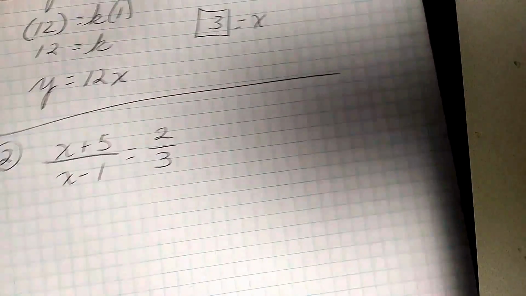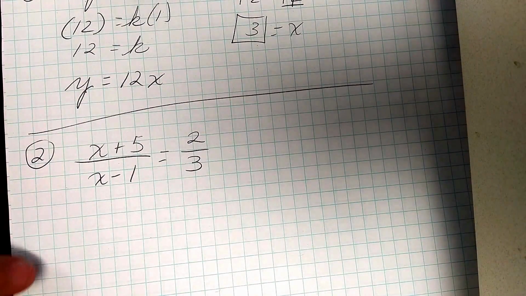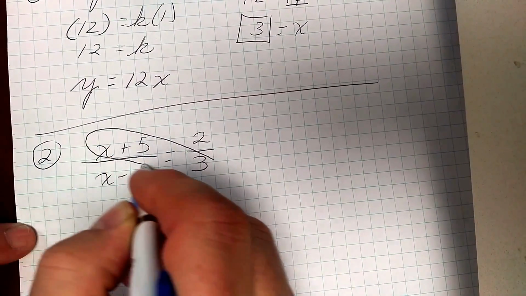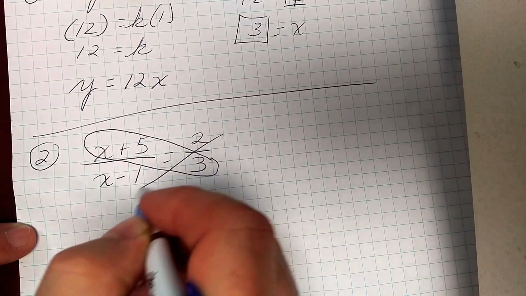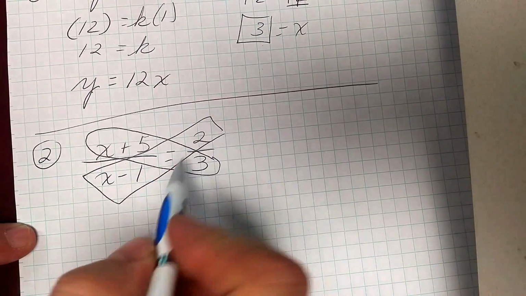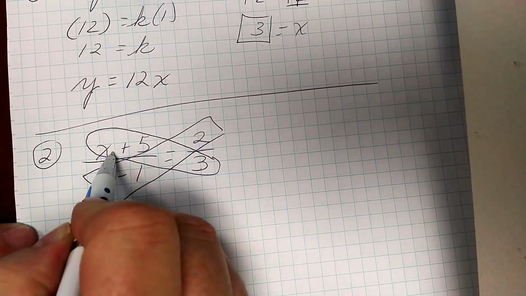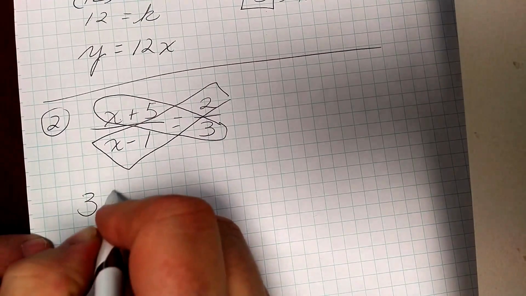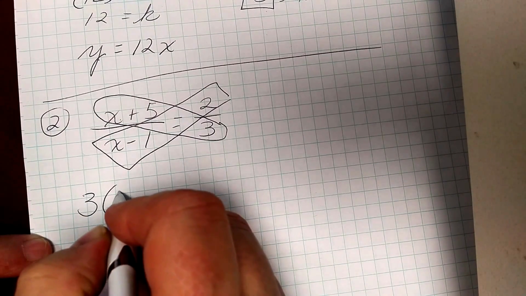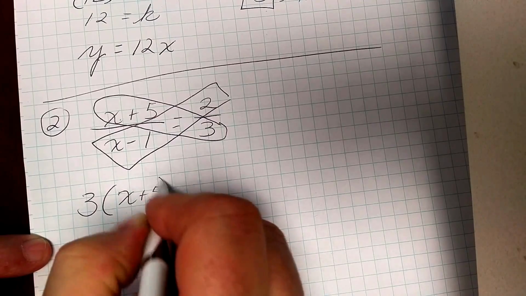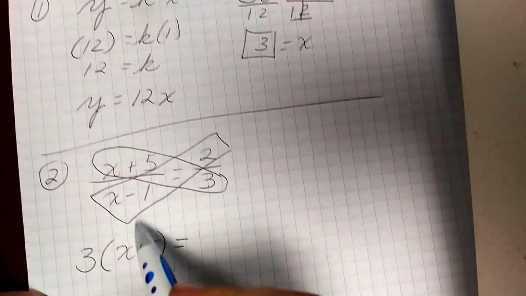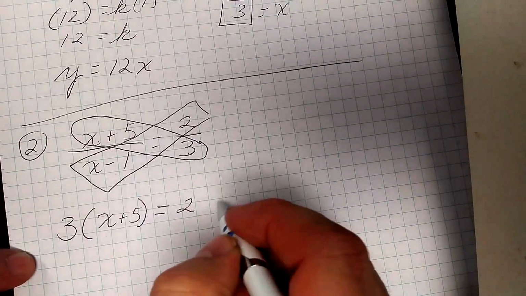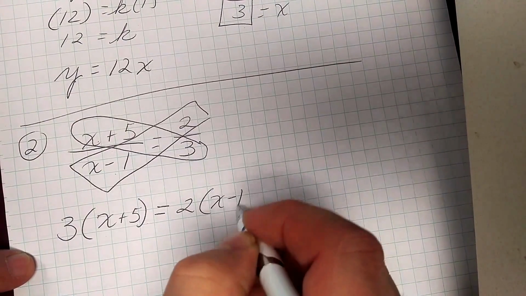Now, to do a problem like this, we're actually going to do cross products, which means the product of these two here, the means, is going to equal the product of these two here. So that means 3 times (x + 5). We're going to write that down, 3, and we use parentheses for times. (x + 5) has to equal 2 times (x - 1). So 2 times (x - 1).